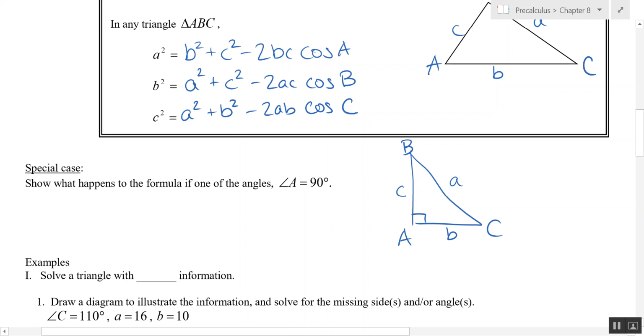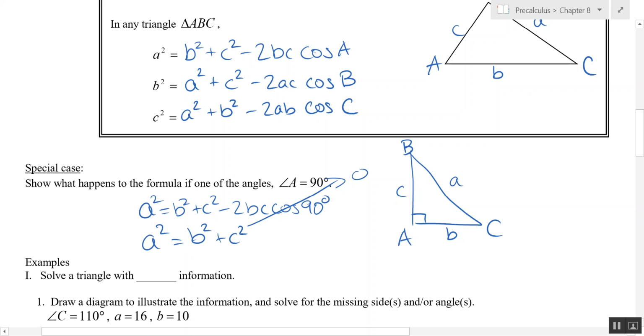Now if we write the formula for the law of cosines, a squared equals b squared plus c squared minus 2bc cosine of A. Let's replace angle A with 90 degrees. We know the cosine of 90 degrees is 0, so this whole term is going to go to 0. That leaves us with a squared equals b squared plus c squared, which should look very familiar to you, as it's the Pythagorean theorem.